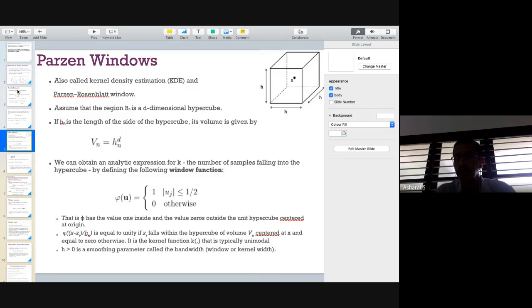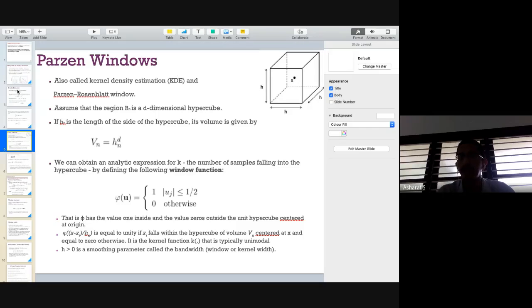We can obtain an analytic expression for K, the number of samples falling into the hypercube. Now, we have a hypercube, and what we can potentially do is find the number of points falling into the hypercube. I can start counting. We can obtain this expression for K by defining the following window function.